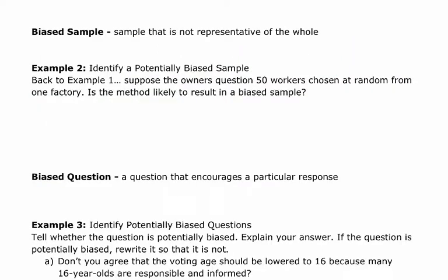So a biased sample is kind of what I just alluded to. It's when you have a sample that doesn't represent the whole. So if I'm only asking Applington and Allison Caseys, that surely doesn't represent the entire state of Iowa. So we already talked about example 2, so I'm going to go ahead and skip down to a biased question.